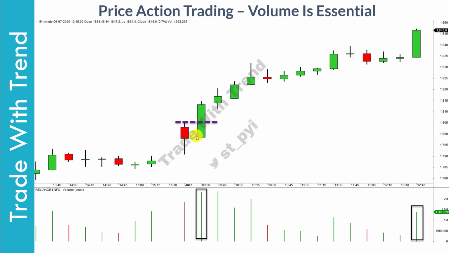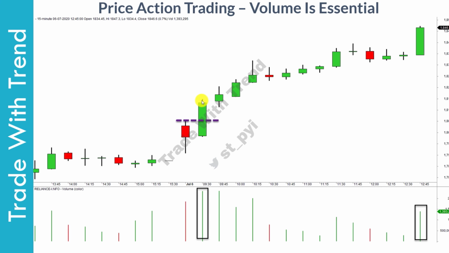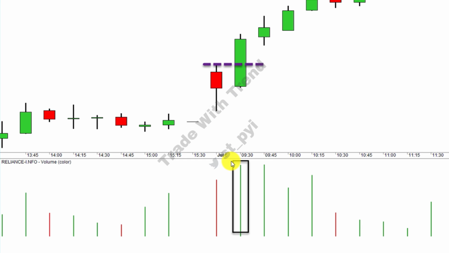So this is where importance of volume comes in opening range breakout. When the breakout eventually happens, do check for volume activity. Volume should be clearly higher than the recent volume seen on the chart. This is a very important filter and this will help you avoid false trades based on this setup.